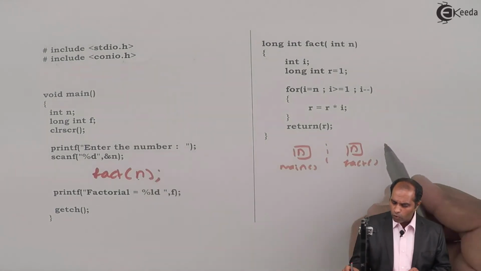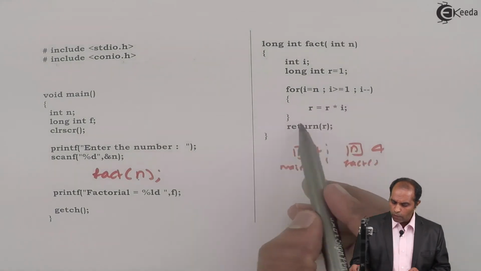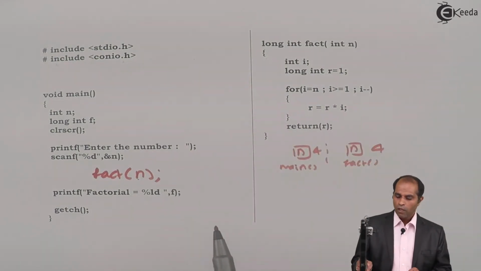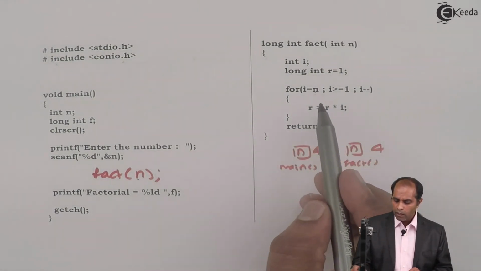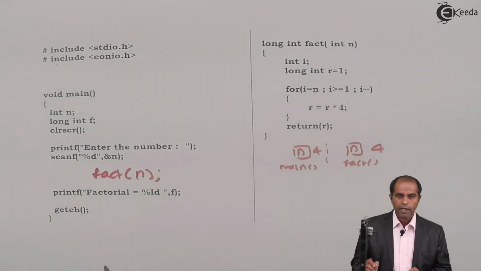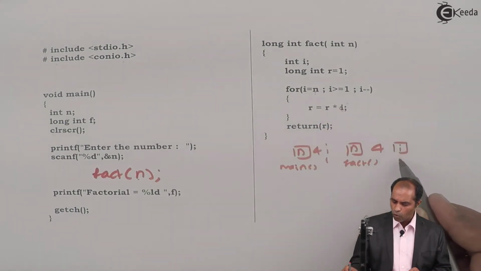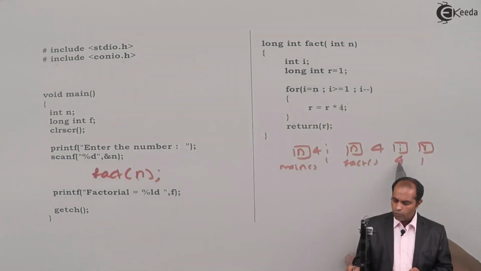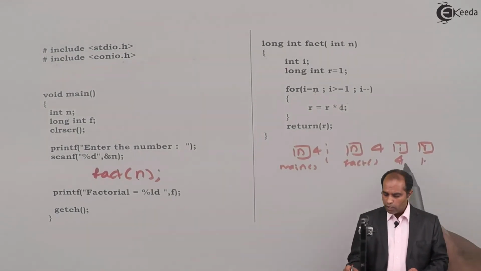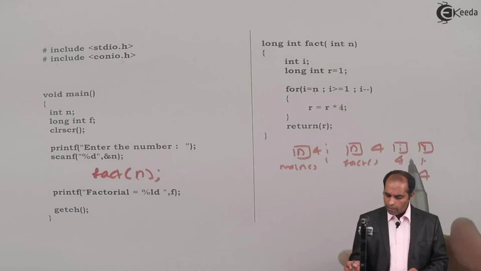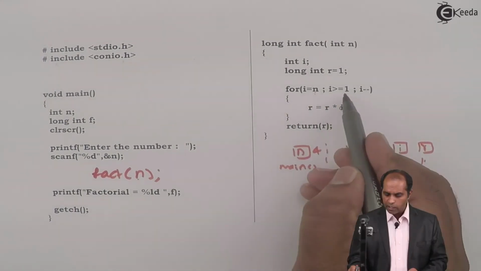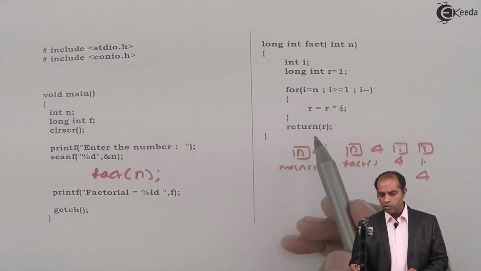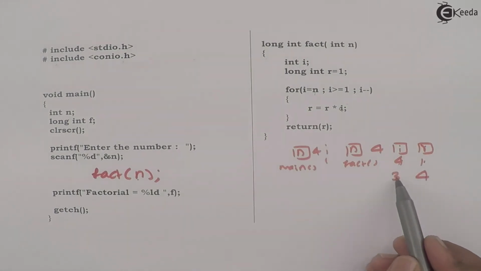Assume that if n is 4, so 4 at this place will go to this place. This for loop will go from n to 1. Every time i changes from n to 1, the value r is continuously multiplied by i. So i is 4, r is 1. i is set with n, 4 greater than or equal to 1, true, multiply r with i. 1 into 4 is 4. Then i-- will make it 3, check, 3 greater than or equal to 1, true. True in the sense, again do this particular task, 4 multiplied by 3.